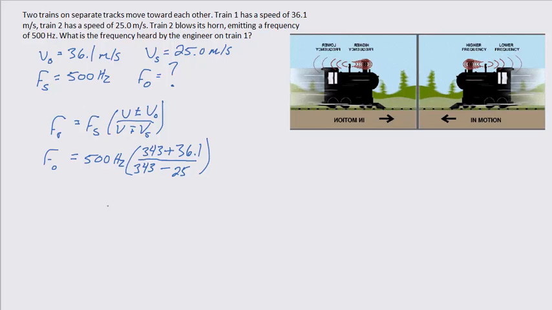So if we calculate this out, we see that the frequency that the engineer hears on Train 1 will actually be a frequency of 596 hertz, which should make sense since our observer is heading towards the sound and the sound is approaching him. He should hear a higher frequency, which we see is true since our emitted frequency was 500 and our observed frequency was 596 hertz.